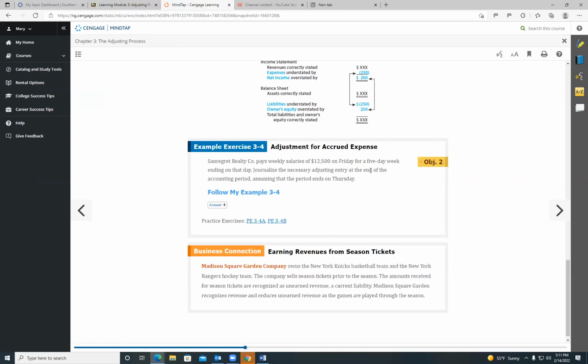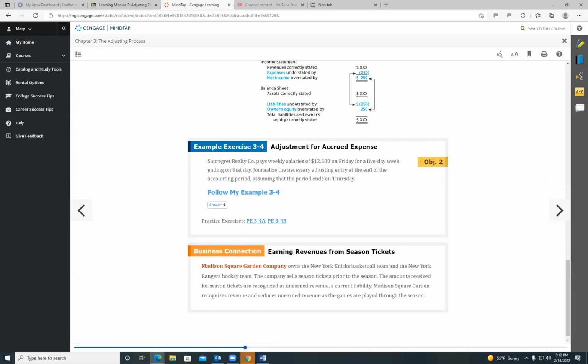I want you to have a piece of paper and write this down. You're going to take this $12,500 and divide it by 5. Once you divide it by 5, that's going to give you a number of 2,500. That is your daily rate for your wages. In other words, that's how much you pay your employees daily. If you were to pay them daily, you would pay them $2,500 daily. But we don't. We pay them weekly.